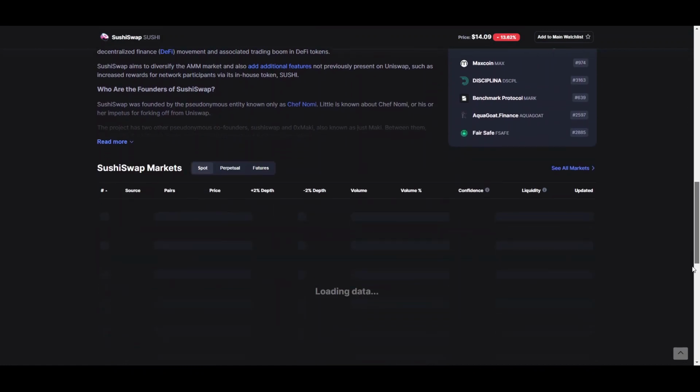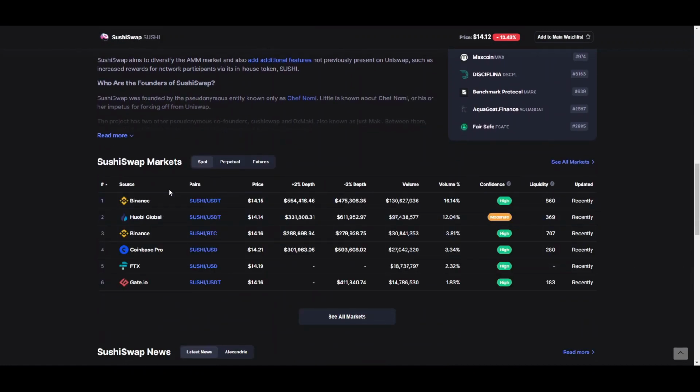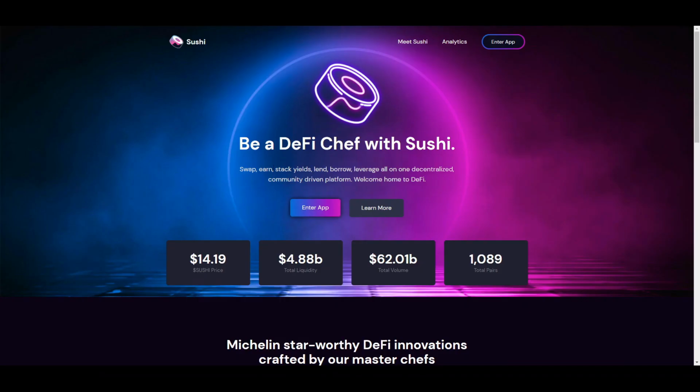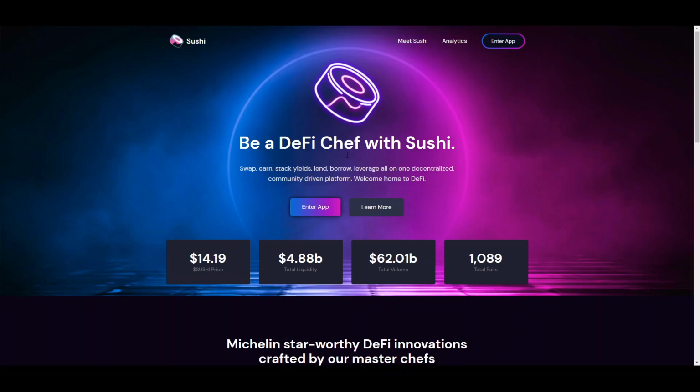You can buy this SushiSwap token on quite a lot of exchanges: Binance, Huobi, Coinbase Pro, etc. And you can use it on their actual platform, which is SushiSwap. So you can become a DeFi chef with sushi. I like the name. You have a lot of these, PancakeSwap, CakeSwap, PickleSwap, whatever, a lot of different things. And sushi just sounds, who doesn't like sushi, honestly?